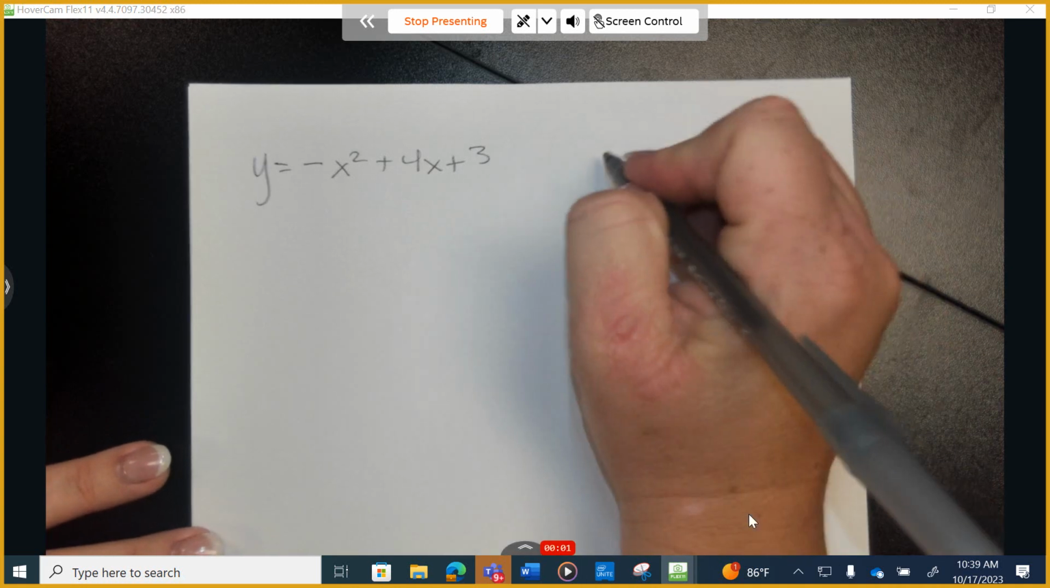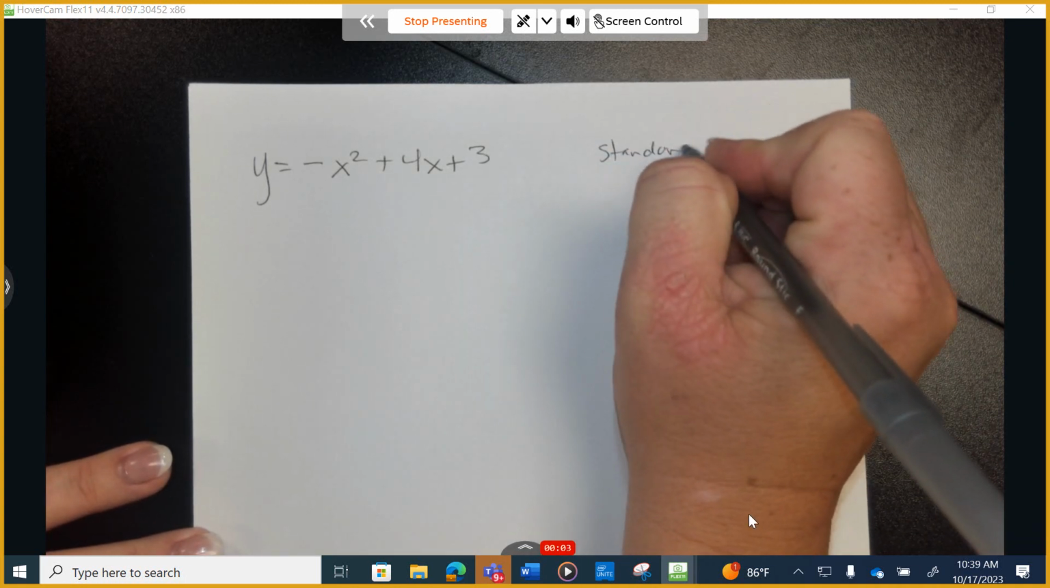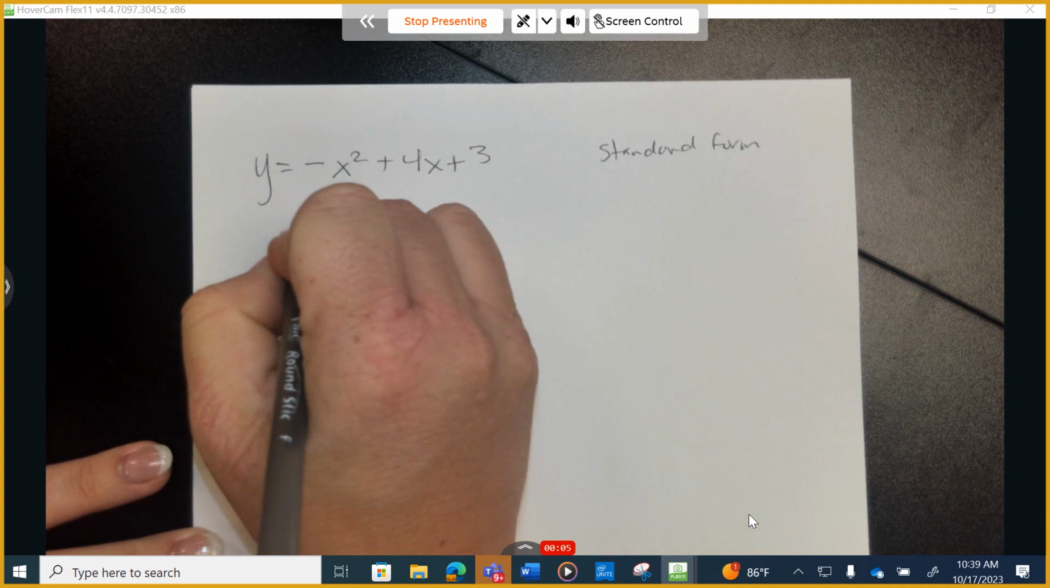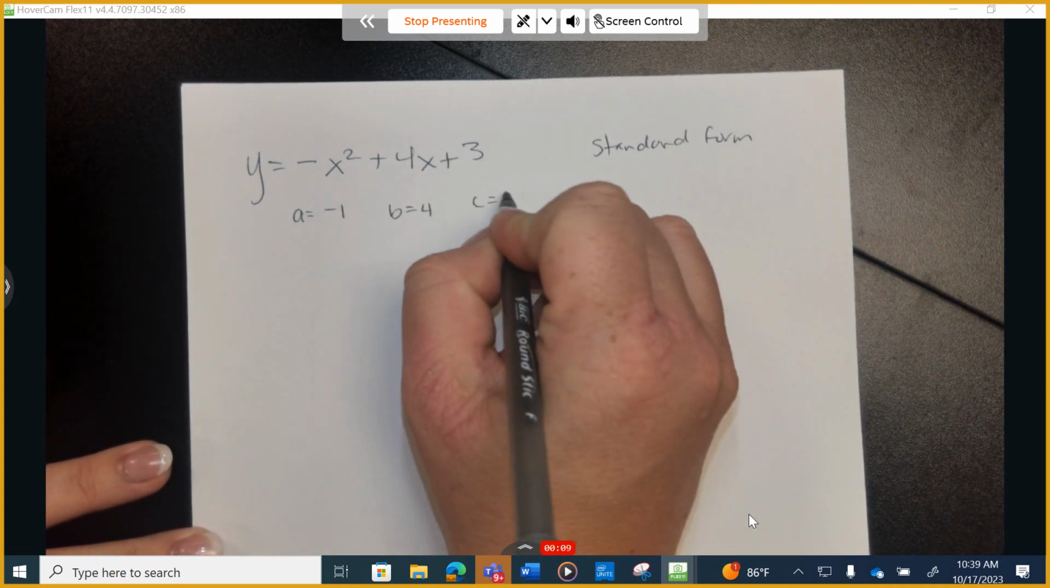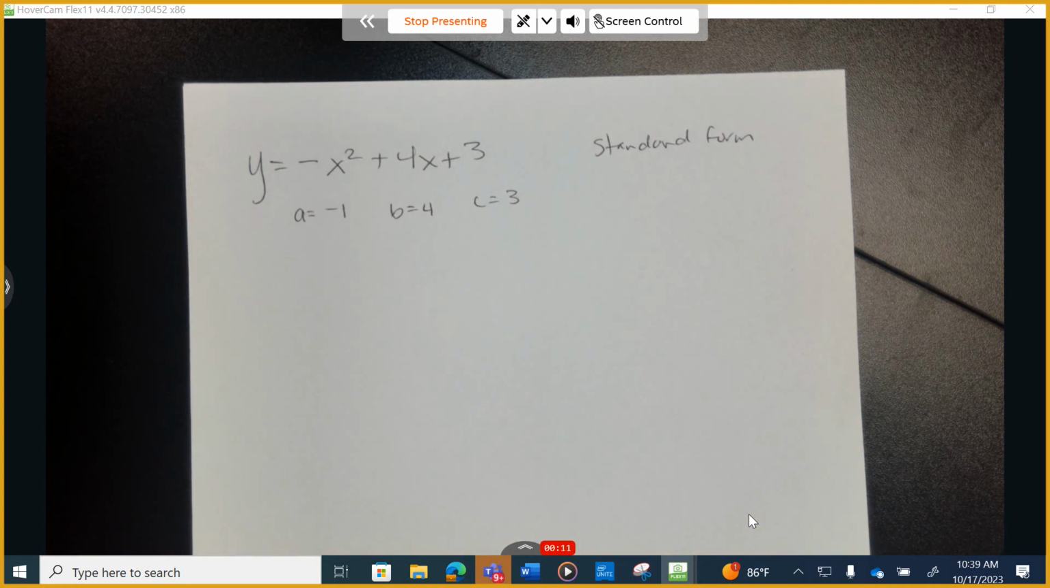This is in standard form. So I initially am going to identify the A, the B, and the C. We have two questions that relate to themselves.